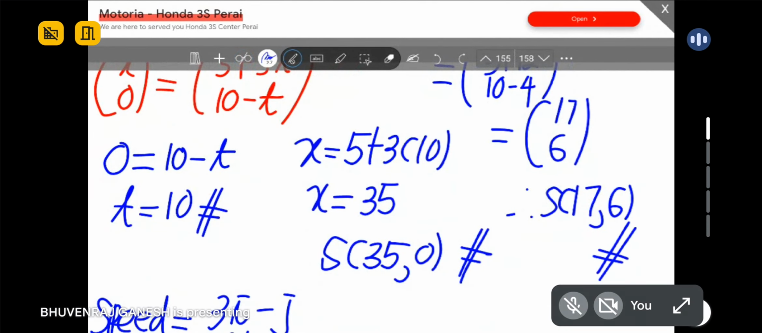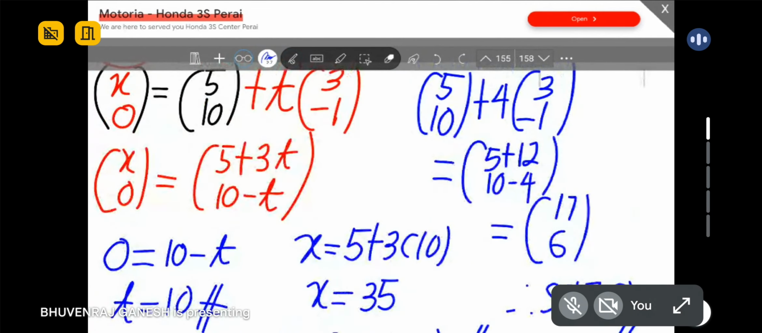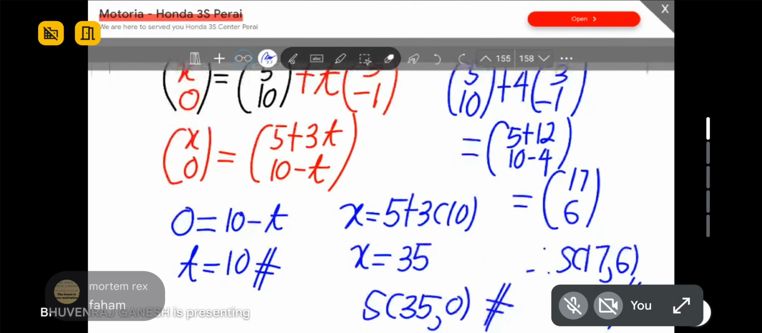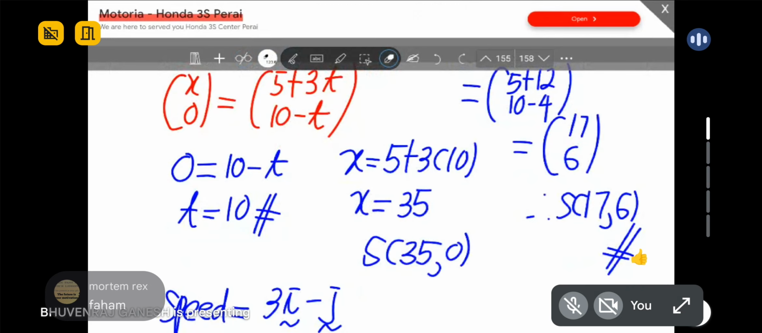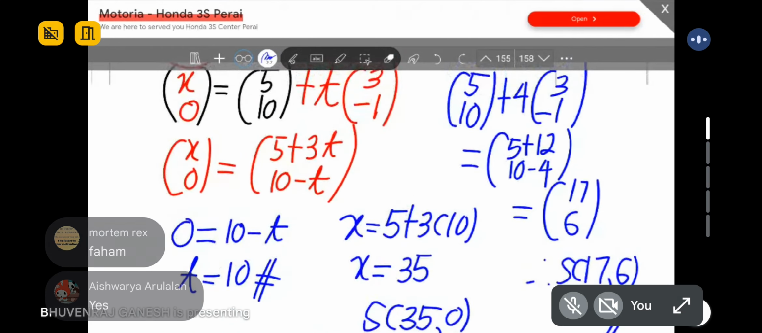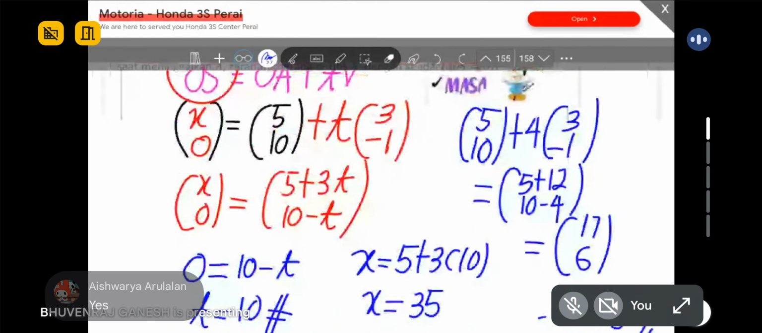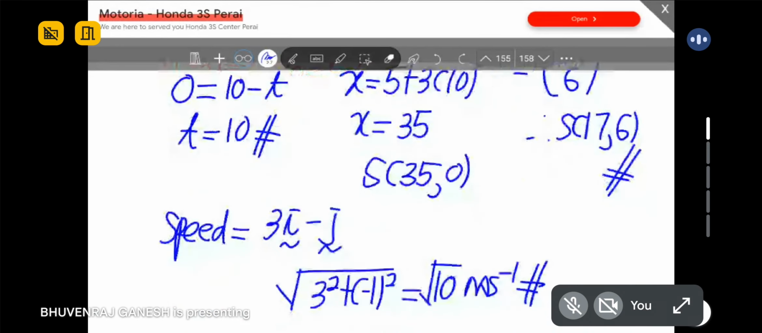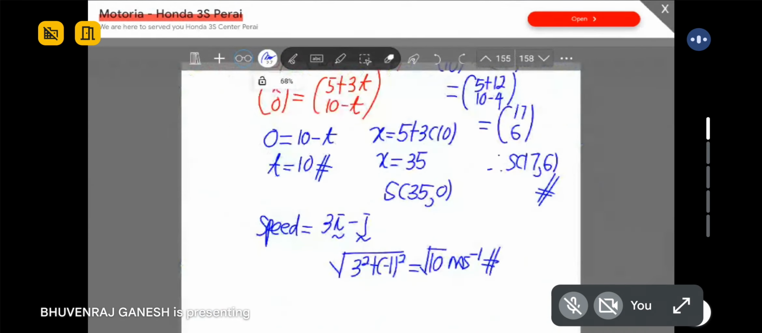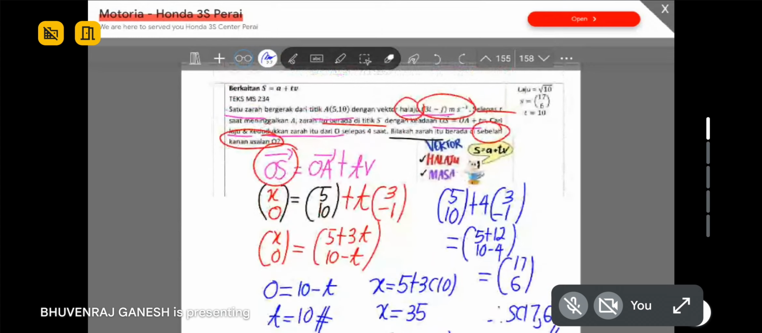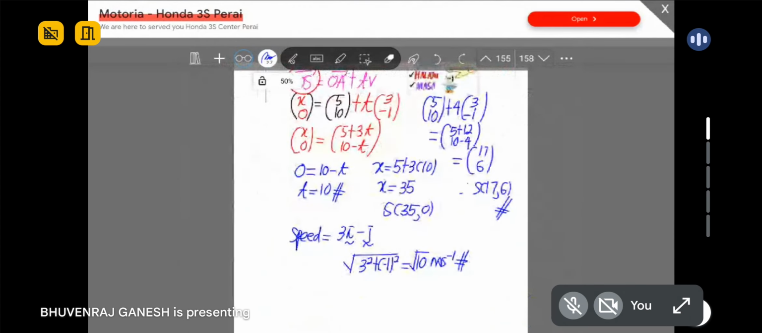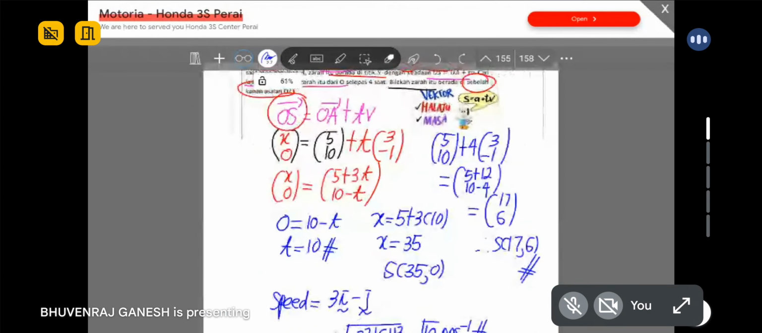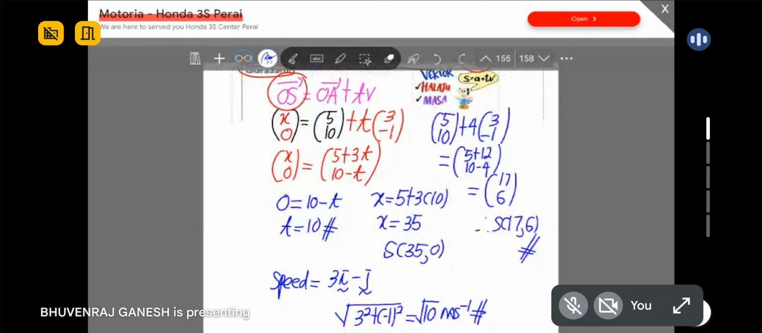Do you all understand this? Can I have some response, guys? Faham atau tidak? How I'm getting all the answers? Dapat? This one is not part of the question. Where I put hashtag, that is the answer. And then t is equal to 10 is another answer. So totally 3 jawapan for this question. Understand? All of you get the concept? Dapat? So you can take picture for this one.